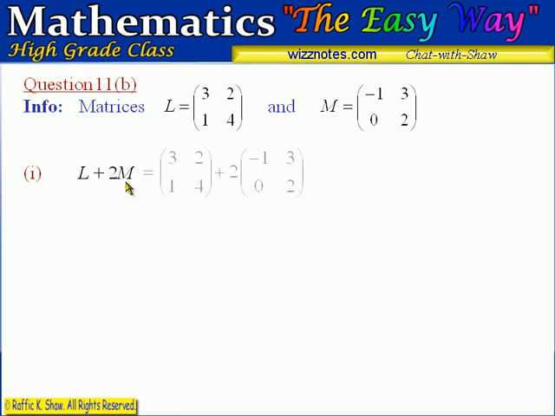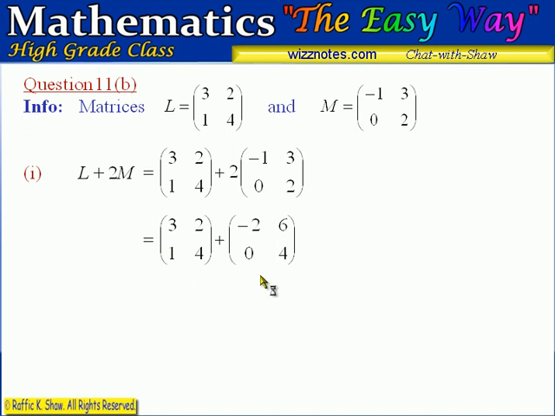So let's show that calculation. So that's L plus 2 times the matrix M. And 2 times this matrix means we multiply each element in this matrix by the 2. So let's show that calculation here. So this is the matrix L from here, and then this 2 times M becomes 2 times -1 is -2, 2 times 3 is 6, 2 times 0 is 0, and 2 times 2 is 4.